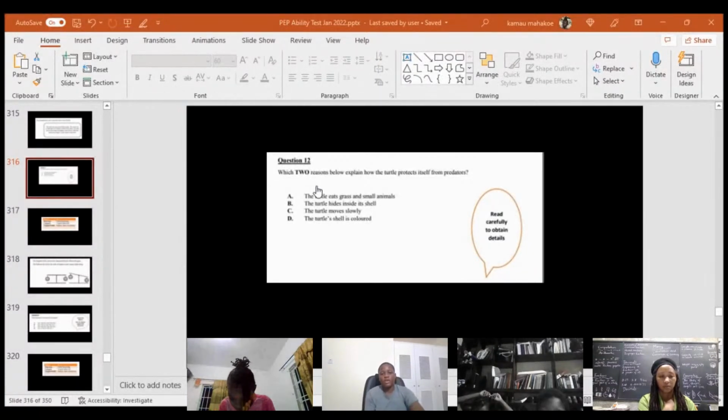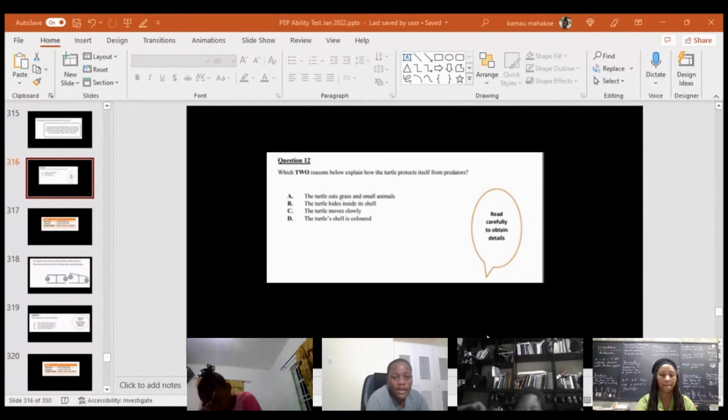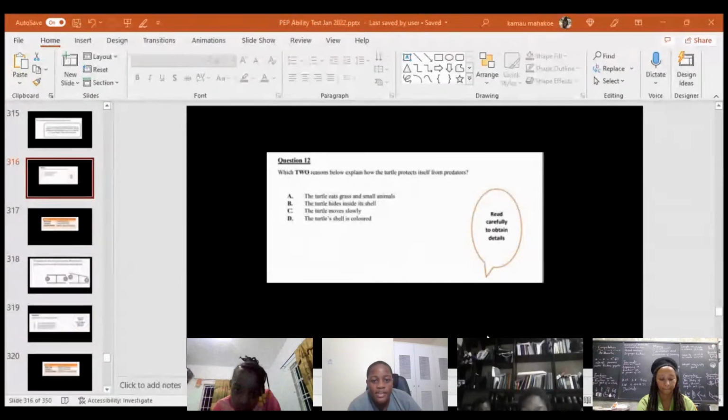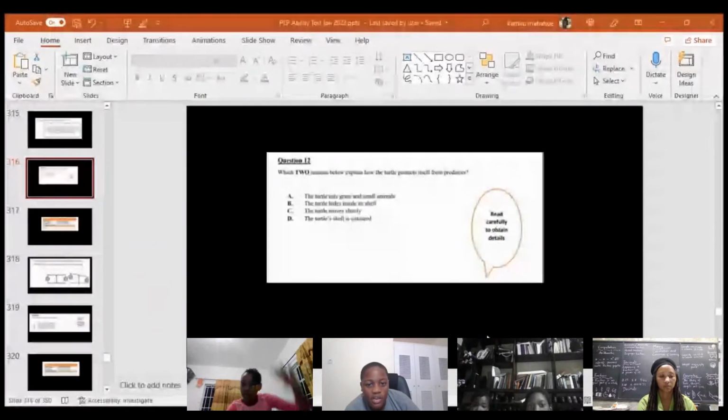Miss, the mouse is blocking the first quiz. Sorry about that. A. The turtle eats grass and small animals. B. The turtle hides inside its shell. C. The turtle moves slowly. D. The turtle's shell is colored.